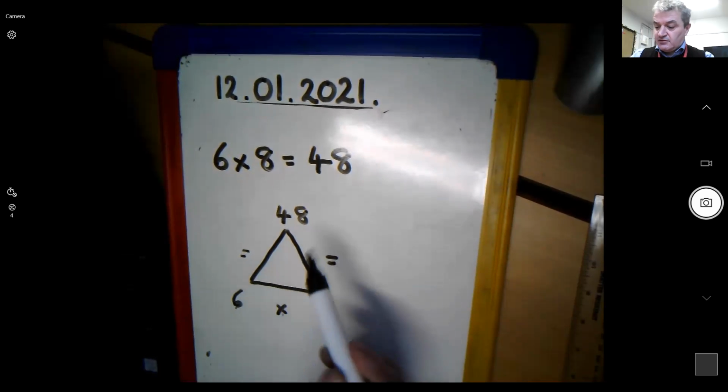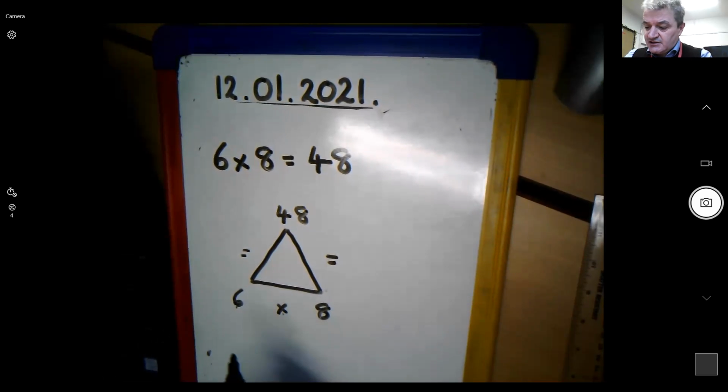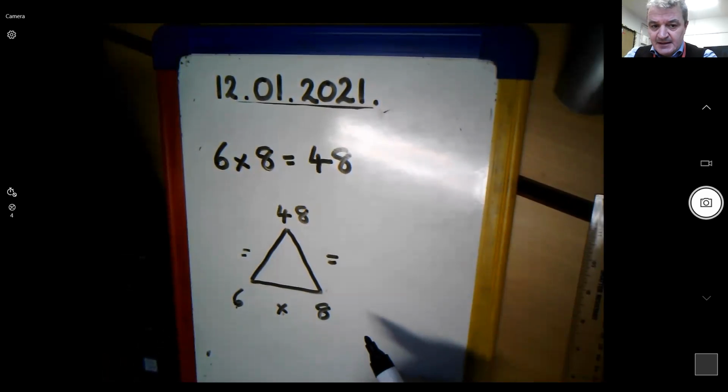The commutative law: it doesn't matter if we switch those over, just exactly like addition. It doesn't apply to division and subtraction, but for multiplication and addition, the commutative law is in operation. So it doesn't matter what order 6 and 8, the two factors, are in, whether it's 6 times 8 or 8 times 6, we still get the same answer.